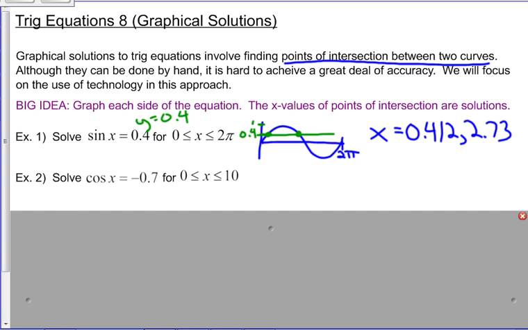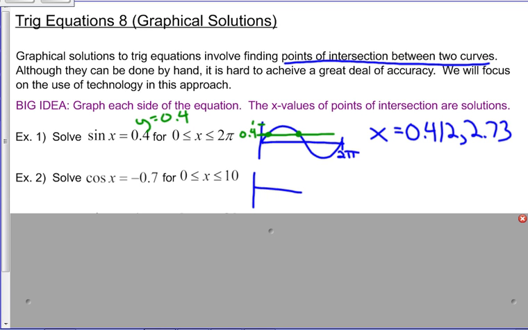Let's try another one. Cos x is -0.7 from 0 to 10. Now I could try and freehand this. Cos is going to look like this. This would be 2 pi. I'm going to see another cycle and a bit. -0.7 would be down here. I'm not quite sure if I'm going to see a fourth solution crop up. But that's more or less what the graph's going to look like.